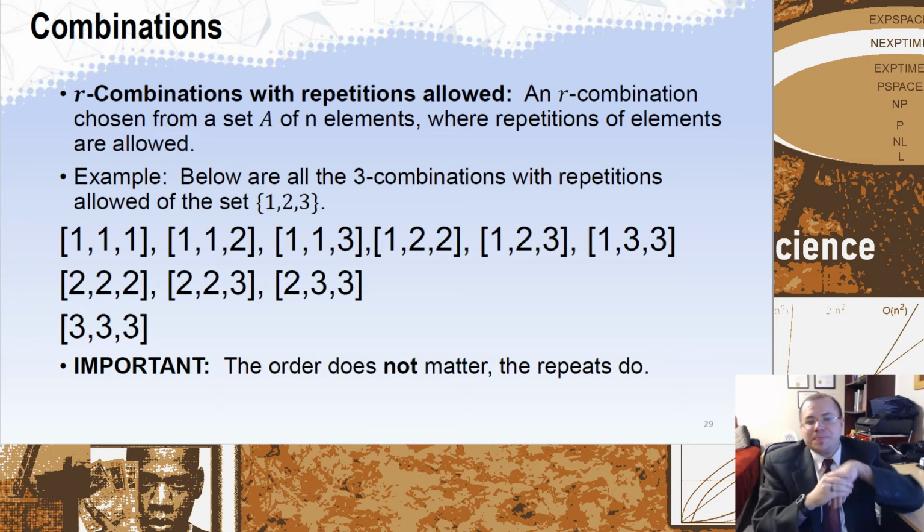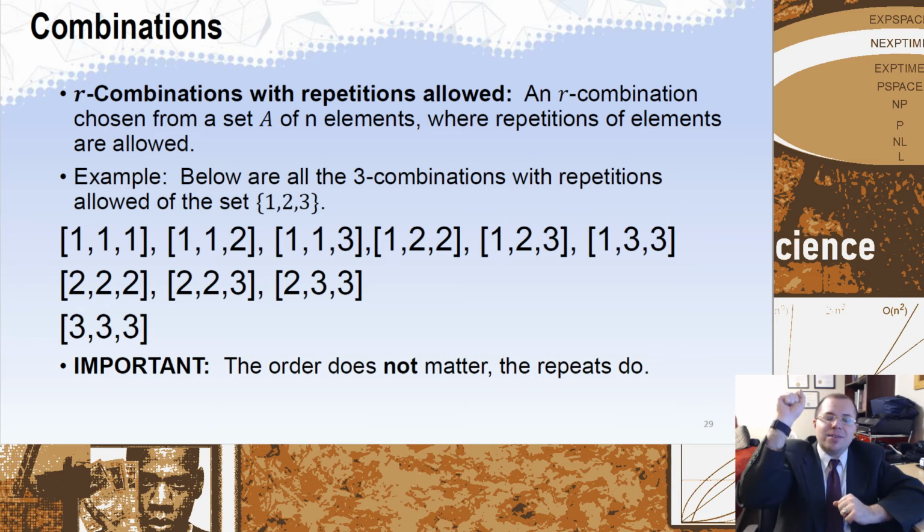So for example, one possible R combination of A where repetitions are allowed would be [1, 1, 1]. Because, hey, look, I picked 1 from the set just 3 times, right? But I'm only allowed to pick 3 elements from the set A. That's the point. So I've listed here all the possible 3 combinations with repetitions allowed for 1, 2, and 3. You'll notice that, like I said, the order doesn't matter. We're not caring about the order the elements are in. That's what we care about when we talk about a permutation. In a combination, we care about what the elements are. The repeats matter, but the order does not.